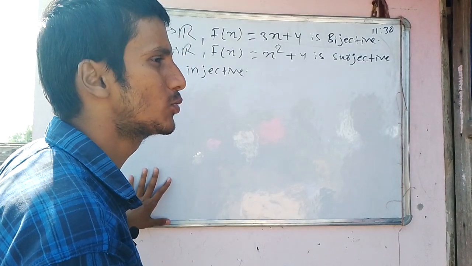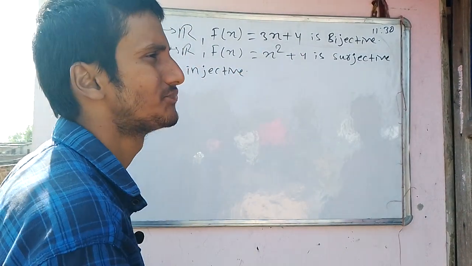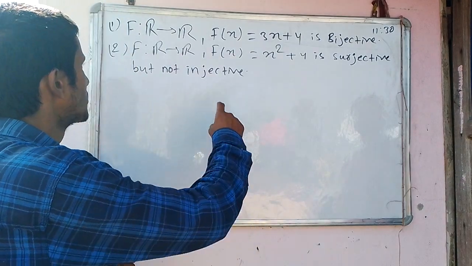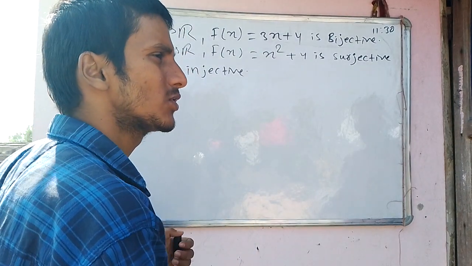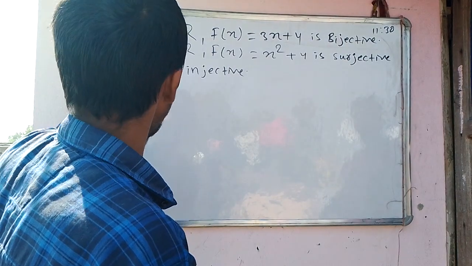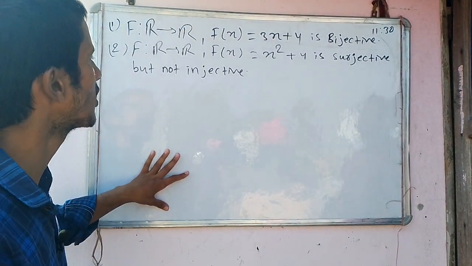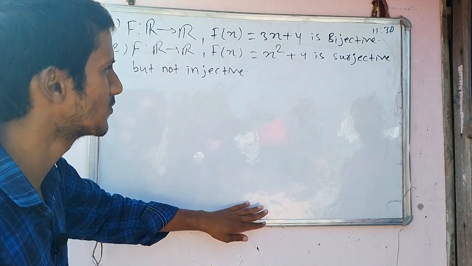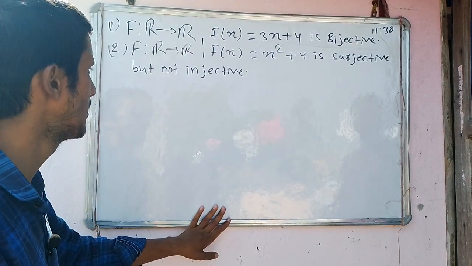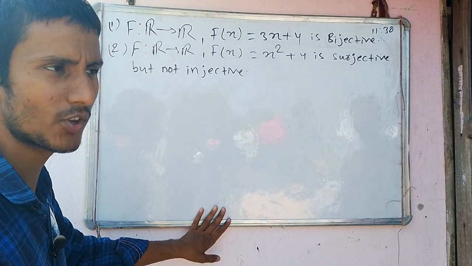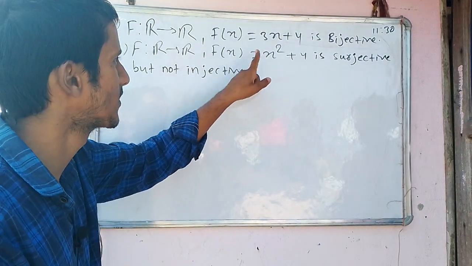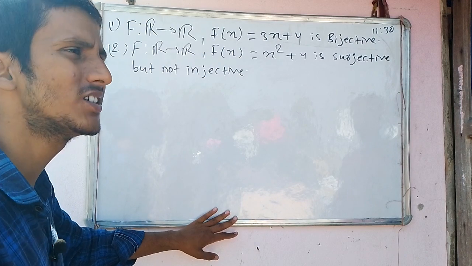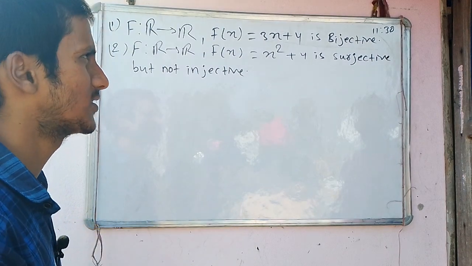Okay, so we have to prove here that this function is what? Bijective. Its domain is real numbers and codomain is also what? Real numbers. Second question is f: R to R, f of x is equal to x squared plus 4, is surjective but not injective. Got it? So in the second question we have to prove that this function is surjective but not injective. Okay, so let's start the solution.